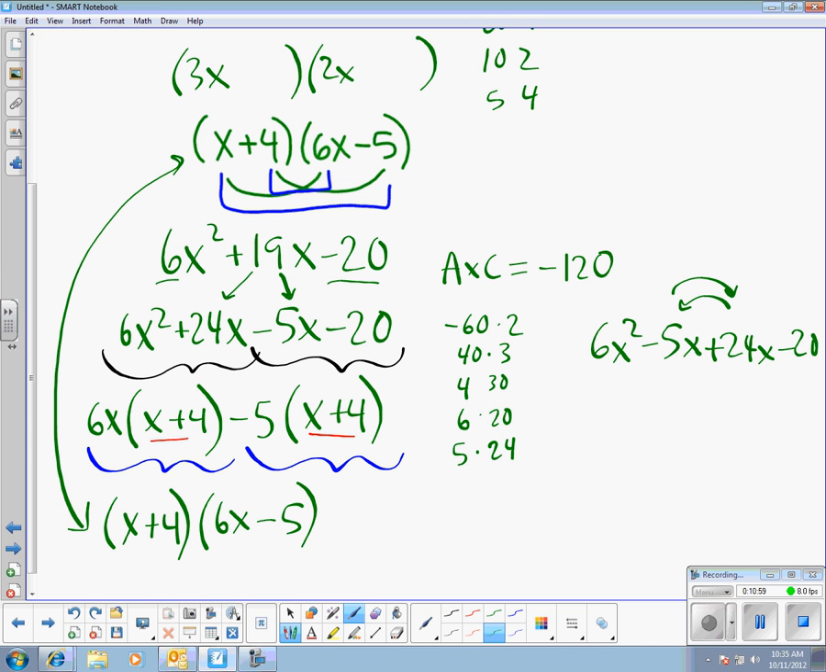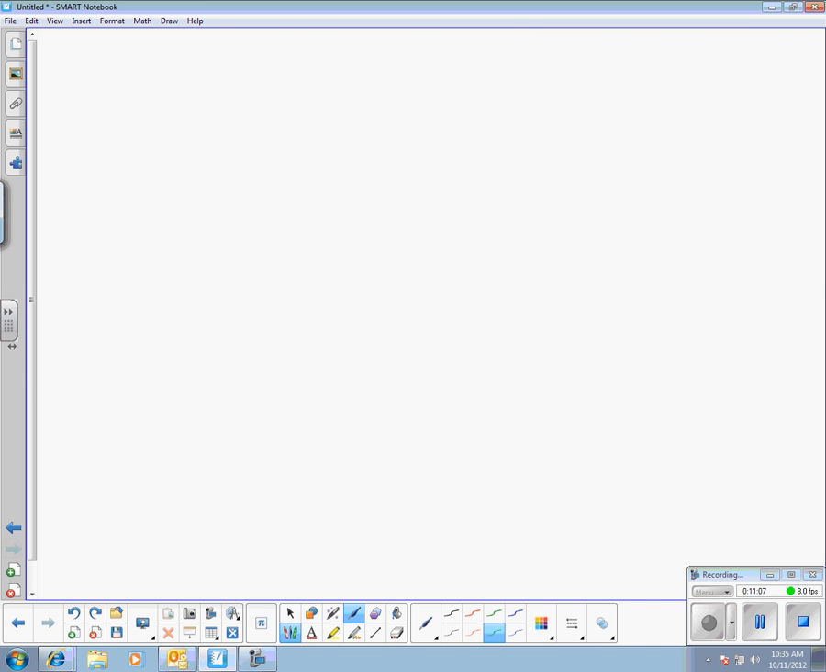And again, I would just FOIL this out real quick to double check and see that I got what I was looking for. So that's AC method. One more thing for this section is difference of squares.